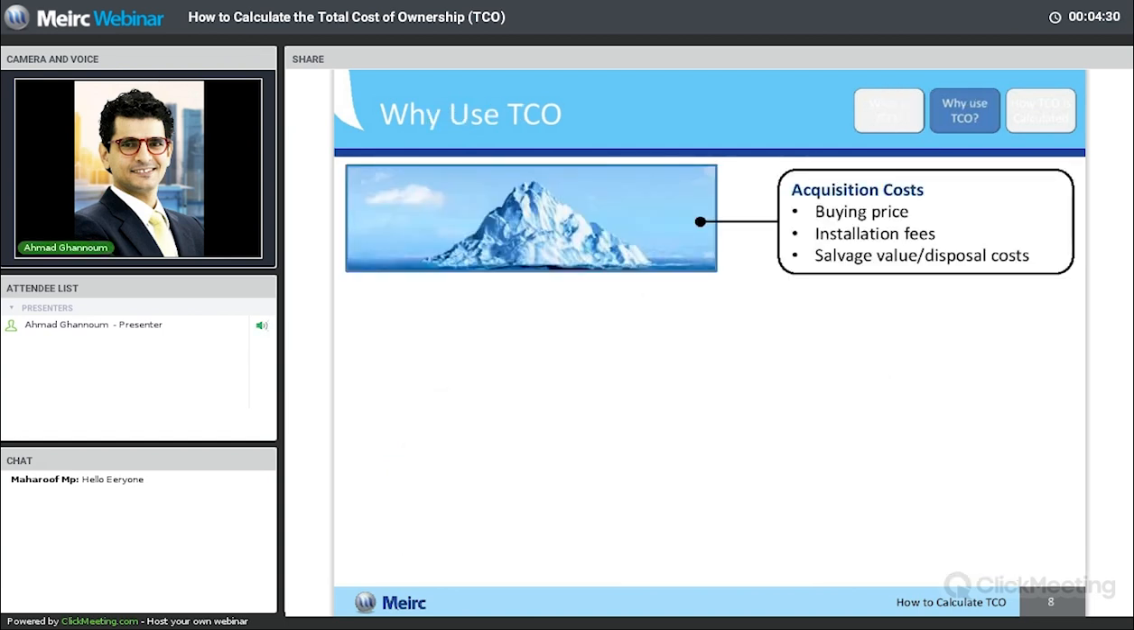So then, the dollar amount that we pay when we buy an asset, what we are calling the acquisition cost here, turns out is just the tip of a very big iceberg.